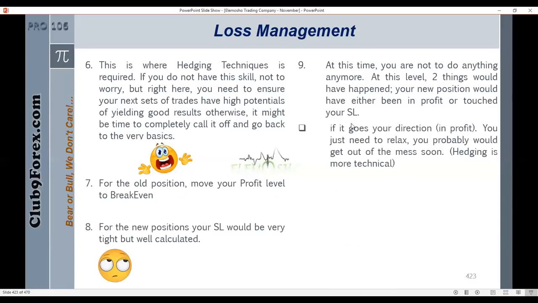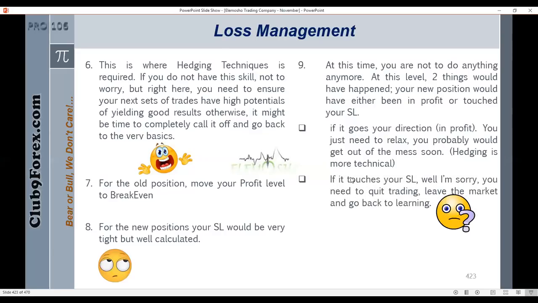So if that happened, anytime that happened, you just need to relax. If it goes in your direction in profit, you just need to relax. You probably will get out of that mess soon. Just like I said, hedging is very technical. So by the time you get to that spot, then you can now look for another reversal pattern to the downside so that you'll be able to close both positions in profit, or sometimes if you touch your SL, then it means that you are still doing something wrong.